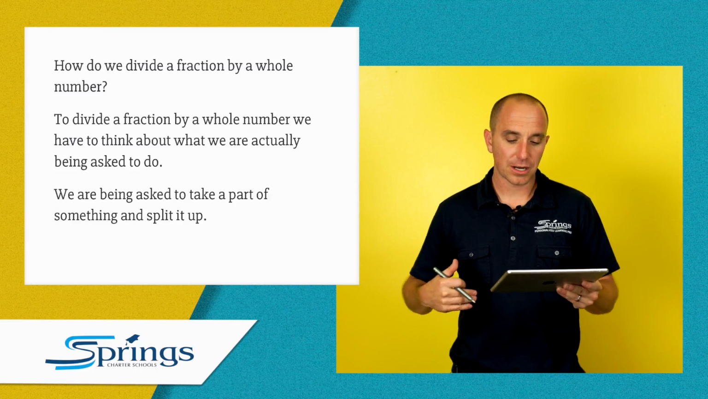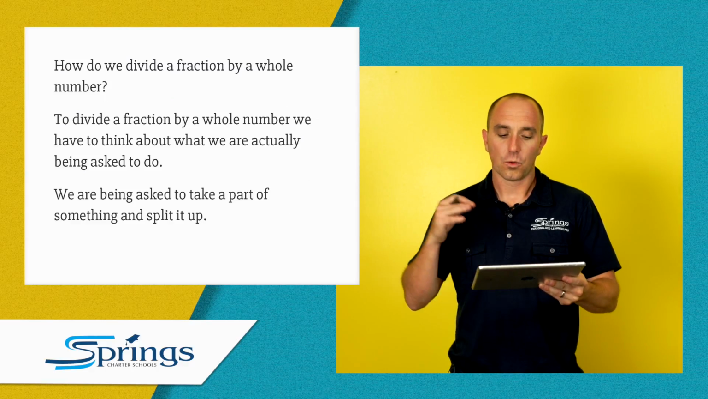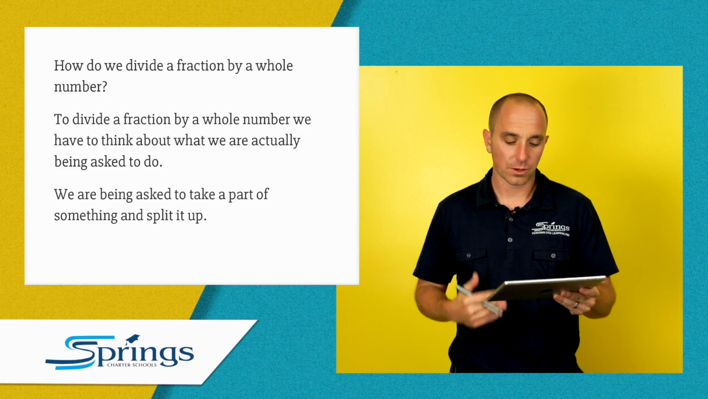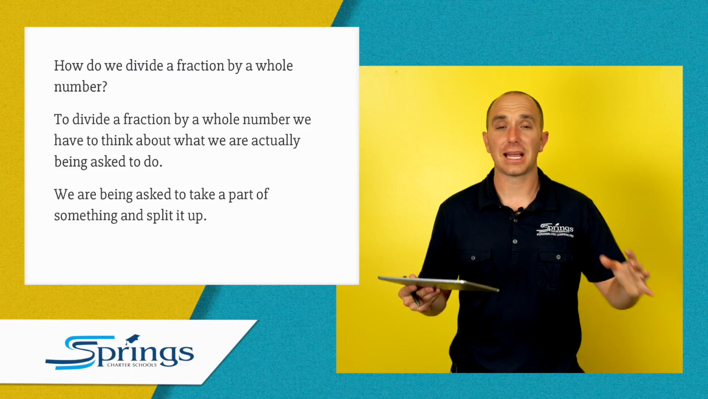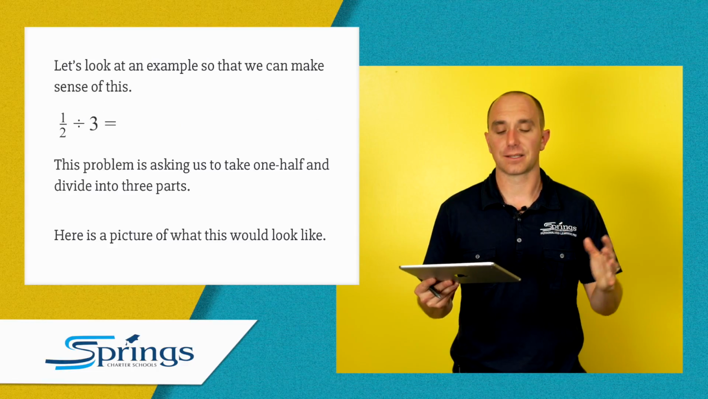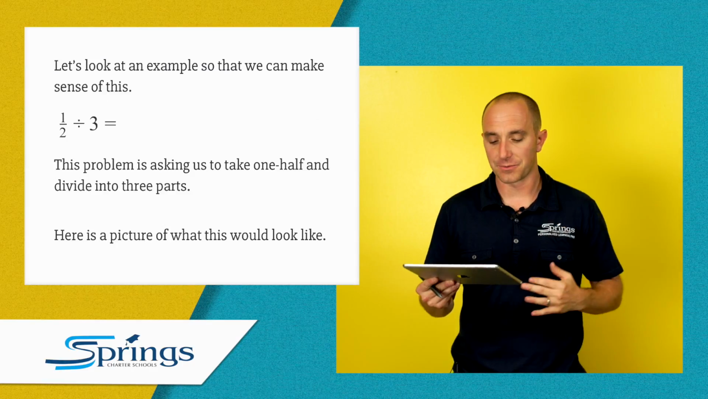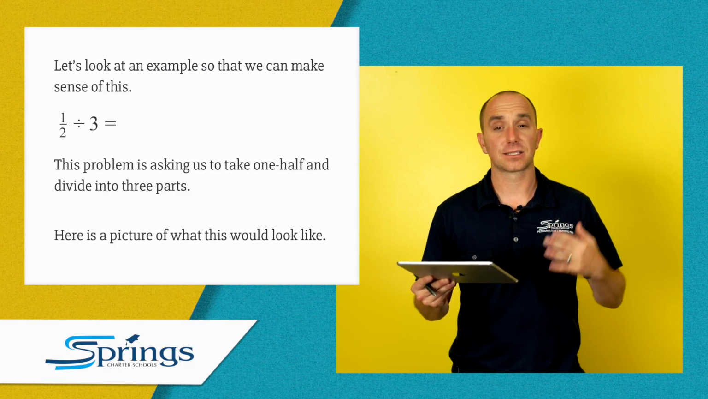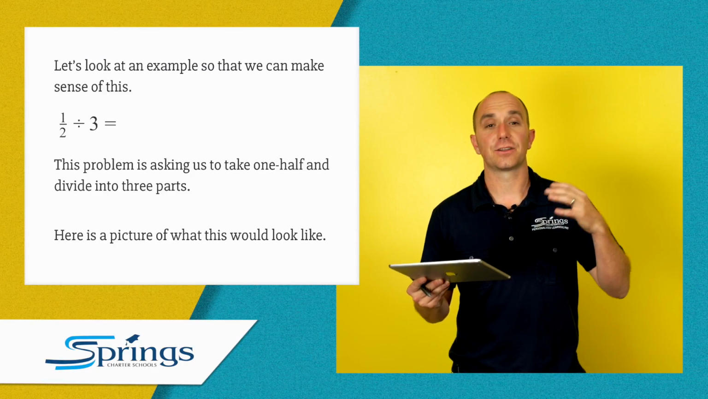To divide a fraction by a whole number, we have to think about what we're actually being asked to do. We're being asked to take a part of something and split it up. So let's look at an example so that we can make sense of this. So we have 1/2 divided by 3. So this problem is asking us to take 1/2 and divide it into 3 parts.